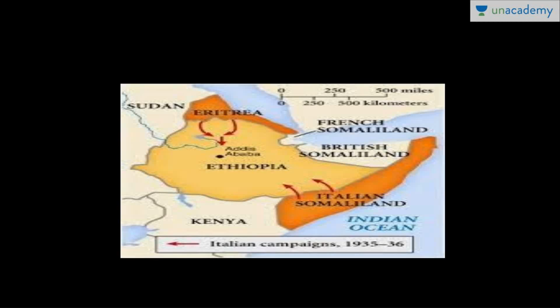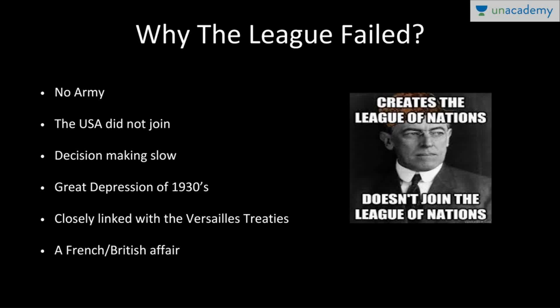Now let us see why the League failed. The major reasons: it had no army of its own. This is the biggest thing. If you need United Nations peacekeeping forces and all, the United Nations can send them, but the League was unable to stop a stronger aggressor militarily.